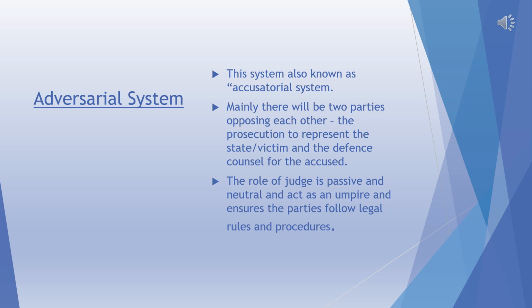So this adversarial system is also known as the accusatorial system, and in this system there will be mainly two parties opposing each other. The prosecution will represent the state or the victim, and on the opposite side the defense counsel will represent the accused. And in this adversarial system, the role of the judge is quite passive and neutral. The judge will act as an umpire, and the judge will ensure that the parties are following the legal rules and procedures.